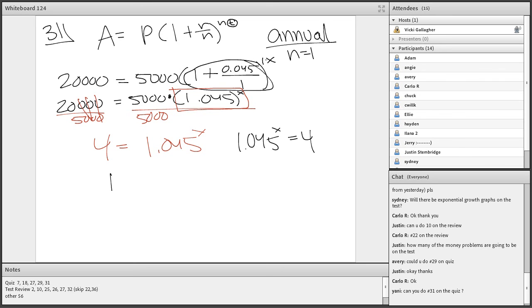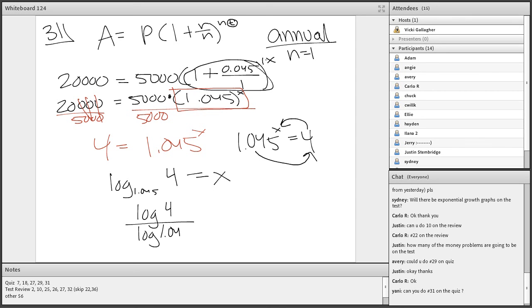This time I'm going to use the log because I don't have a letter E in this problem. And it's log base 1.045 of 4 equals x. We're going to rewrite this using our change of base formula so we can actually type it into a calculator. And we get this, and that is equal to x, which means we are done with this problem. You just need to type that into a calculator, and then you'll have your final answer.